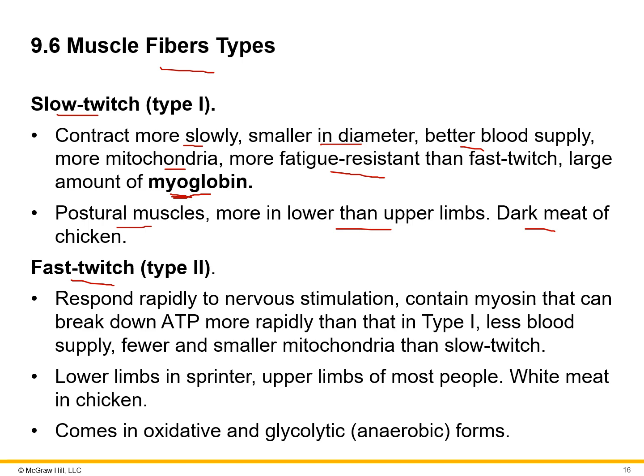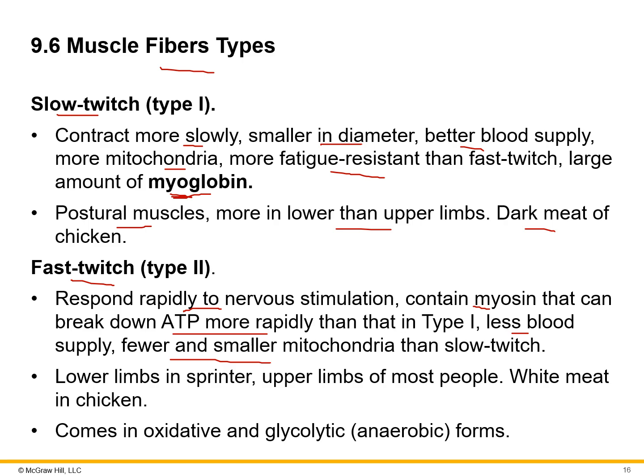And those fast twitch, again, as the name implies, are rapidly responding to stimuli. They have the myosin that can break down the ATP more quickly, so they can continuously contract much faster. They have less blood supply, though, and so they have fewer and smaller mitochondria. That means they have less oxygen coming in and less mitochondria to make ATP, so they're going to fatigue much faster. Because of all the extra mitochondria and the extra blood supply and oxygen coming into slow twitch, they have a continuous supply of energy. Fast twitch are faster, but they can't maintain that very long.